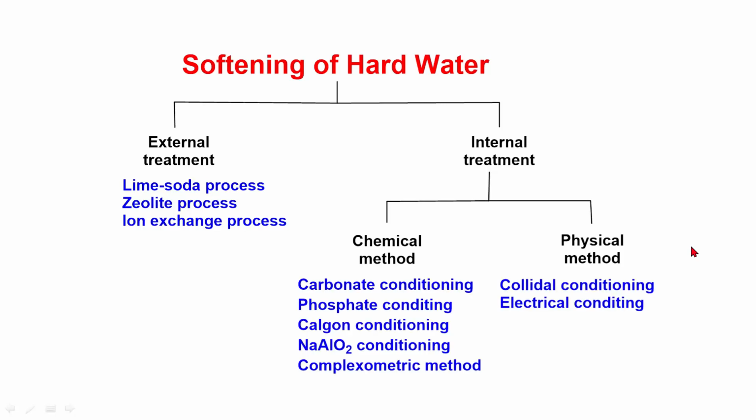Chemical methods include carbonate conditioning, phosphate conditioning, calgon conditioning, sodium aluminate conditioning, and complexometric method. Physical methods include colloidal conditioning and electrical conditioning. We will be discussing zeolite process of softening of hard water.